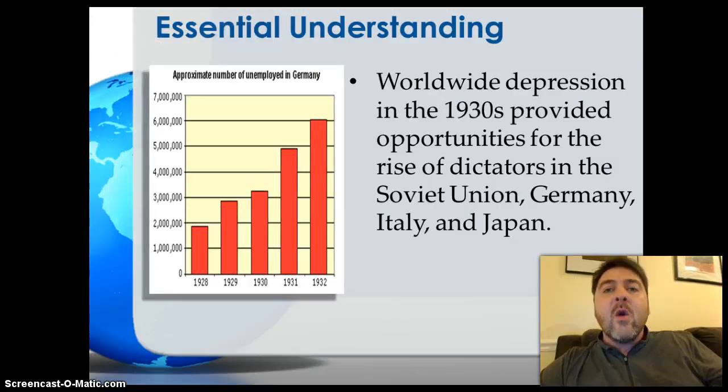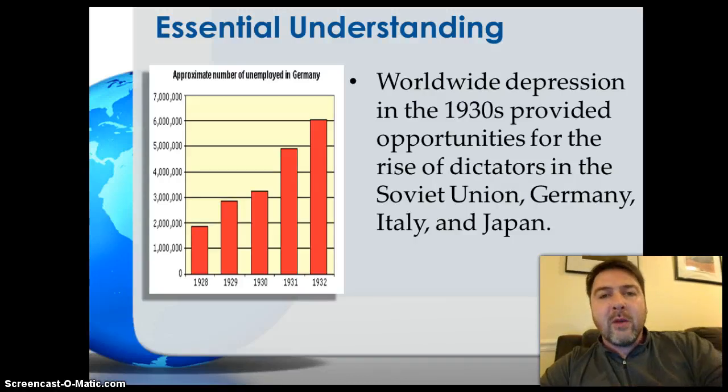increase their power. We see here the unemployment rate in Germany. And this would have been true in a number of countries. We can see the very rapid rise from roughly 2 million people in 1928 to 6 million people just a few years later in 1932. That increase in unemployed people was a large number of people willing to look to a leader like Hitler for easy answers, easy solutions.